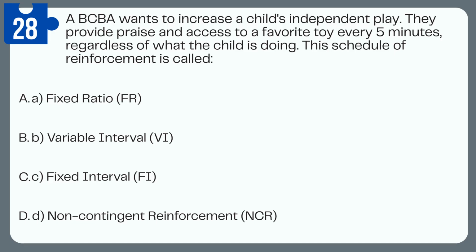Question 28. A BCBA wants to increase a child's independent play. They provide praise and access to a favorite toy every 5 minutes, regardless of what the child is doing. This schedule of reinforcement is called A. Fixed ratio, FR. B. Variable interval, VI. C. Fixed interval, FI. D. Non-contingent reinforcement, NCR.